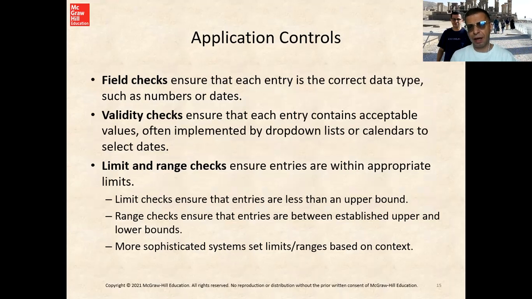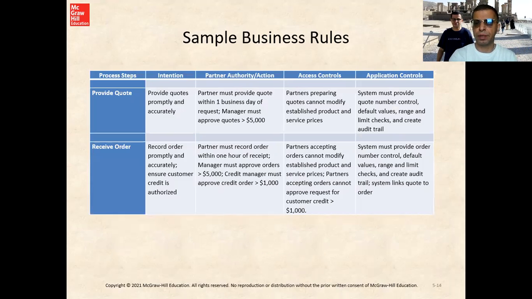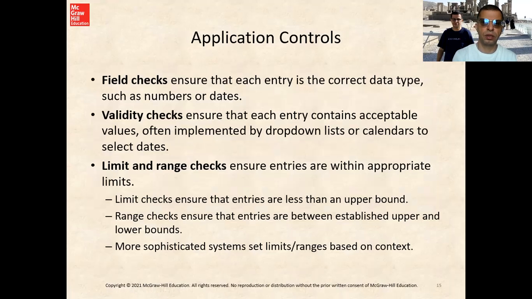This is what you call application controls. Here we spoke about application controls, the last part of it. What kind of role do they play? Application control could be the field check, the validity check, and the limit and range check.